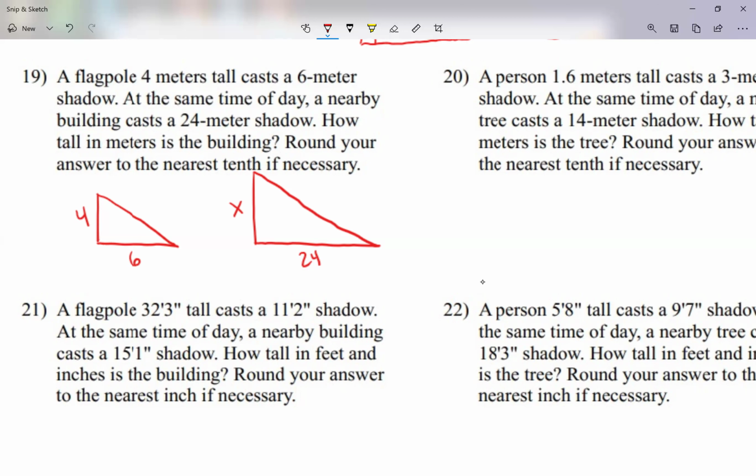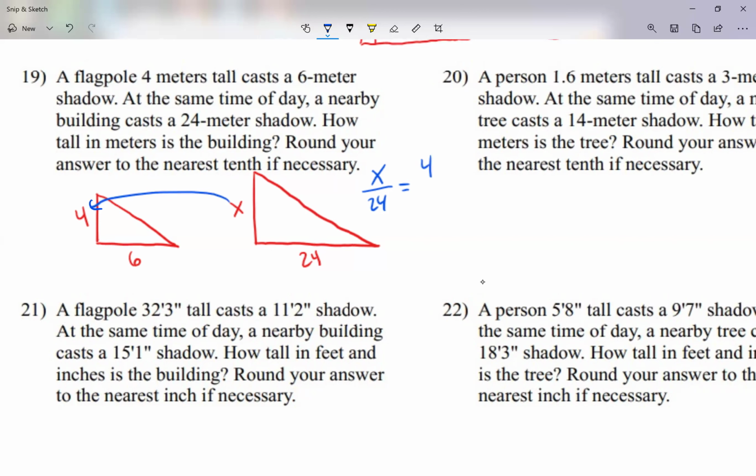Basically, solve for X. What I'm going to do is use the two measurements of the building, right? The height and the shadow. I'm going to write X over 24, which is equal to the height of the building, X, and the height of the flagpole, which is 4. So X goes with 4, and then 24 goes with 6. So I'm going to write this.